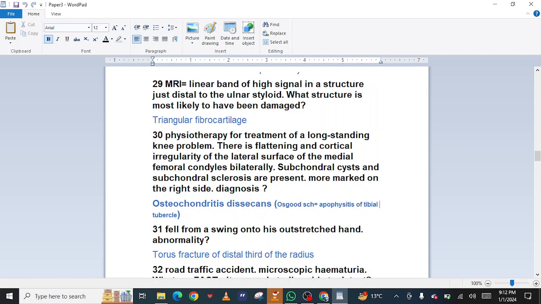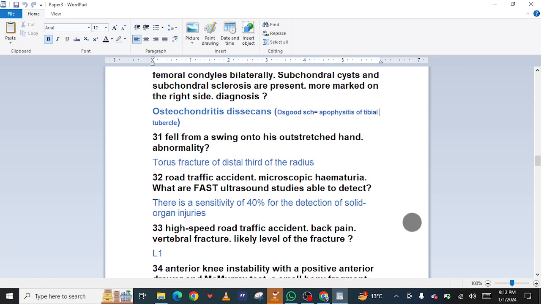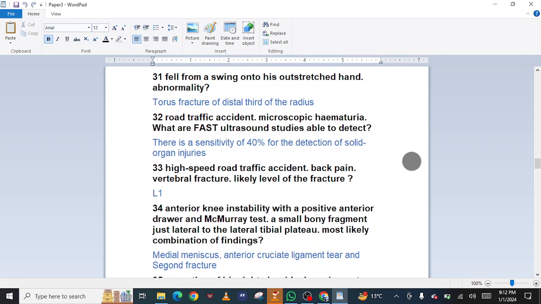31. Fell from a swing onto his outstretched hand. Abnormality: torus fracture of distal third of the radius. 32. Road traffic accident. Microscopic hematuria. What are FAST ultrasound studies able to detect? There is a sensitivity of 40% for the detection of solid organ injuries.